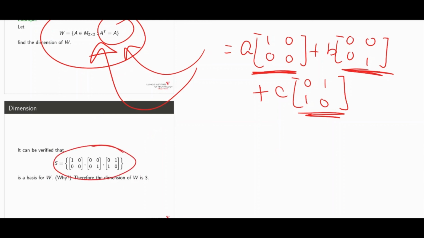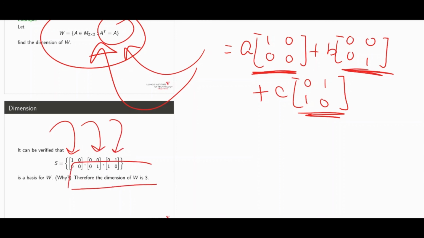So this is a basis for that vector space W, which consists of all the 2 by 2 matrices that are symmetric. Because of that, let's count the number of vectors in the basis: 1, 2, and 3. That gives you the dimension of that vector space. The dimension of W is 3. All right, that concludes our discussion on the concept of dimension of a vector space.